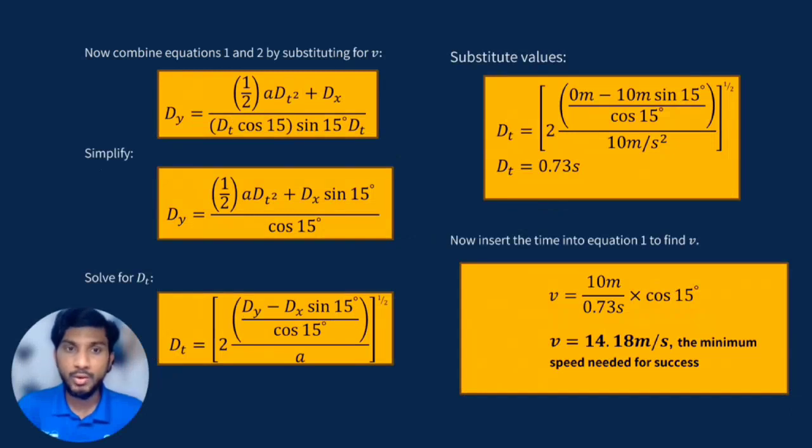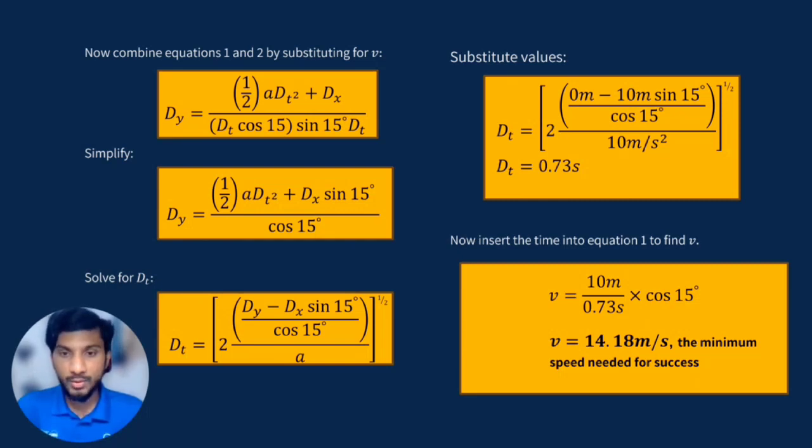Now combine equations 1 and 2 by substituting the value of v. dy equals 1/2 a dt squared plus dx over dt cos 15 degrees sine 15 degrees dt, and simplify it and then solve the value of dt by referring to the question and figure. The value of dy will be 0 while the value of dx will be 10 meters. So the answer for dt will be 0.73 seconds.